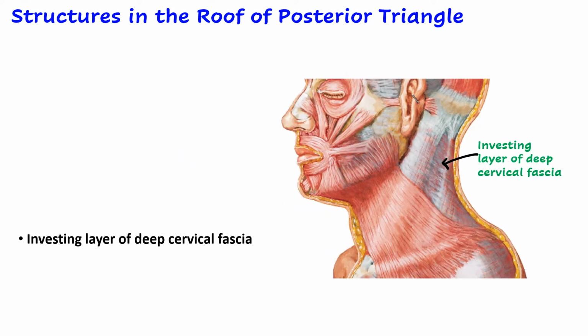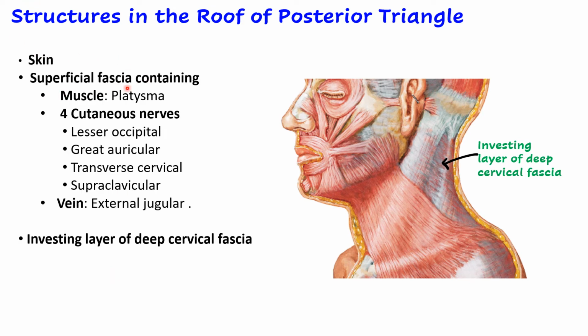So these are the structures. Then last structure, what is there, right? Then we have the investing layer of deep cervical fascia. So let's once again revise the structures in the roof. First is skin, then we have superficial fascia, and then we have the investing layer of deep cervical fascia. Now you have to include certain structures in the superficial fascia. They are which muscle? Platysma. How many cutaneous nerves? 4. Lesser occipital, great auricular, transverse cervical or transverse cutaneous nerve of neck, and supraclavicular. Which vein? External jugular vein.